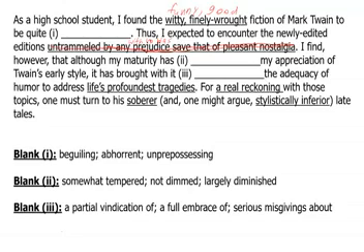And then what they're saying is, as they got older, my maturity, we're going to say age. Age brought with it something related to the adequacy of humor to address life's profoundest tragedies. Well, that just means tragedy. So the adequacy of humor to address tragedy. Okay, so for a real reckoning with these topics, what's a reckoning mean? It means meeting or addressing. So, for a real reckoning means to address these topics. One must turn to soberer. Well, that's an odd word, but you know what sober means. It means serious, so soberer would mean more serious. But you have to stop and think about it because it's a less common word.